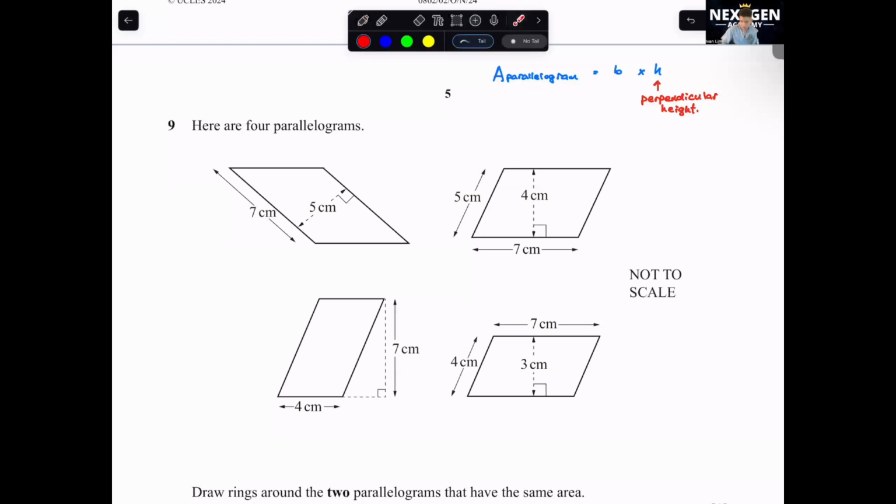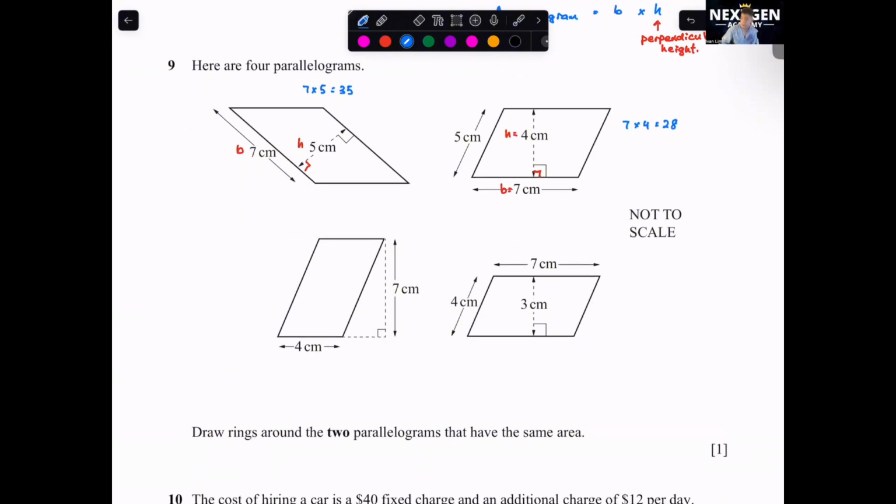Why is that important? If this is base, you see here there's a 90 degrees here. That means here is also 90 degrees. So this is base. This one is height. So 7 times 5, 35. Okay, what about this? If this is base, this one will be height. You see here, there's a 90 degrees here. So 7 times 4, 28.